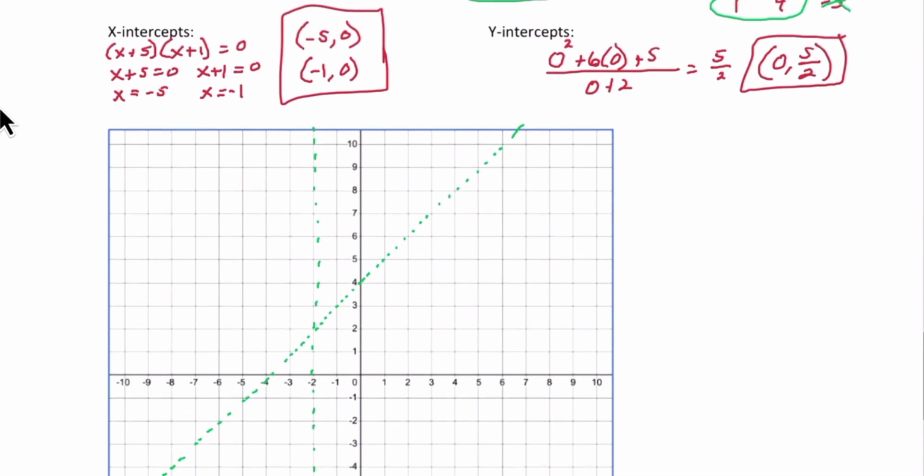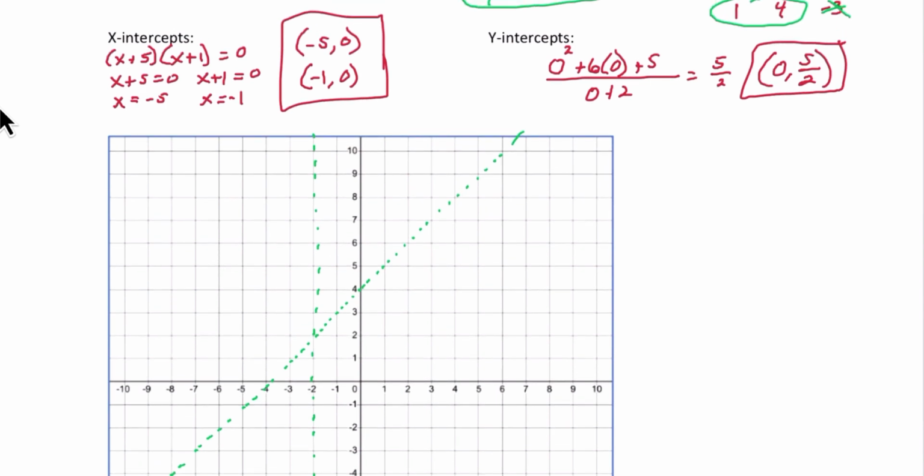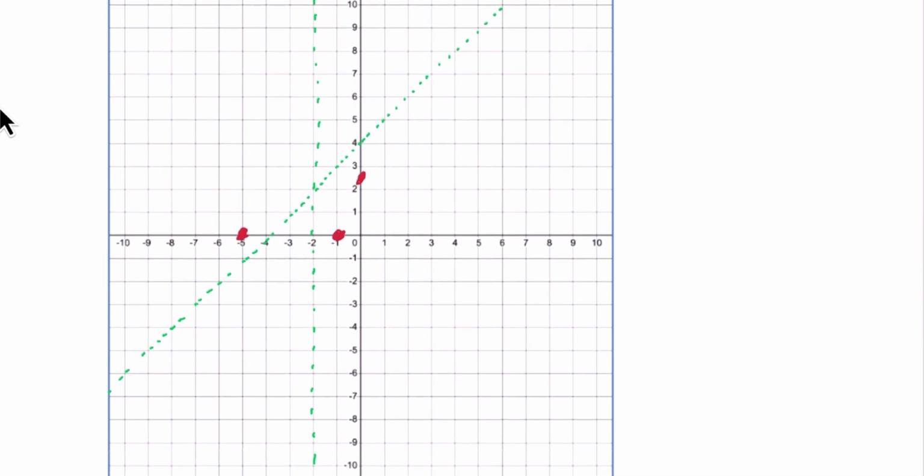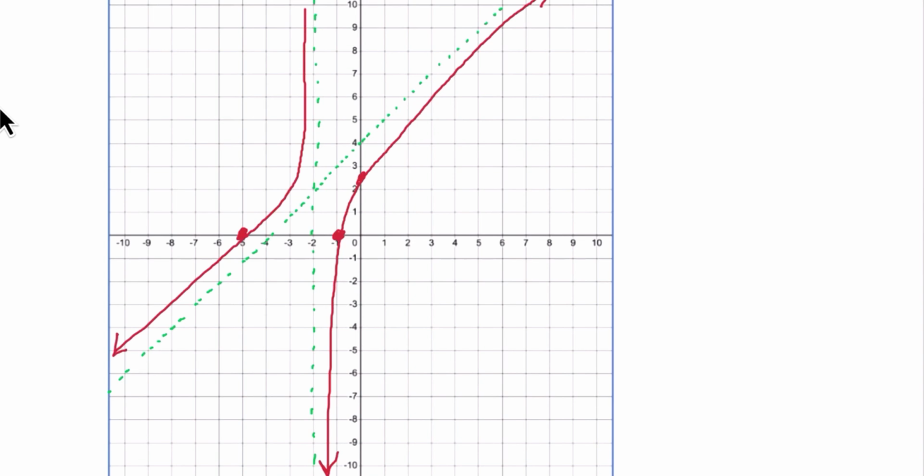Next, we find those intercepts. The x-intercepts were -5 and -1. The y-intercept was 5/2 or 2.5. And from here, we can get a rough sketch. On the right side, we've got the asymptotes and 2 points that we can go through. And then on the left side, we just have 1 point, but we do have 2 asymptotes to help us get a quick sketch.